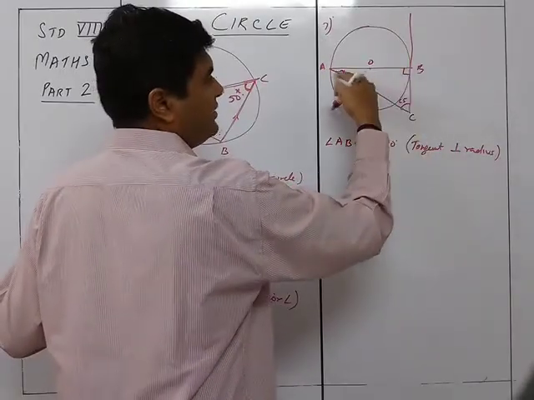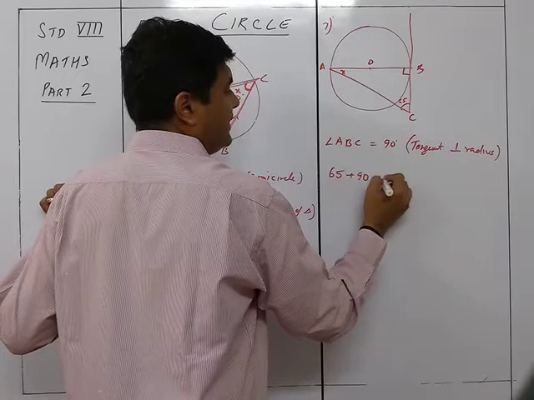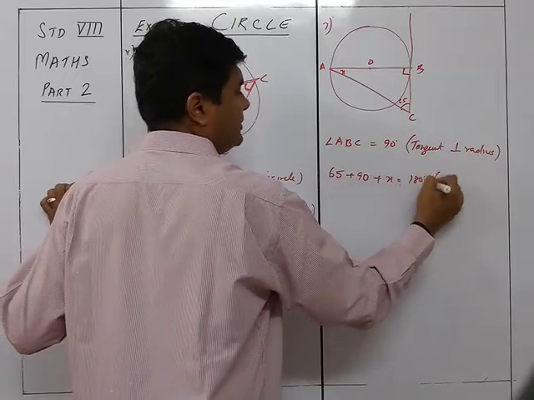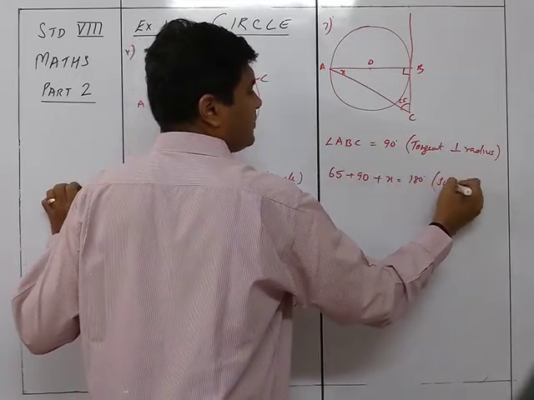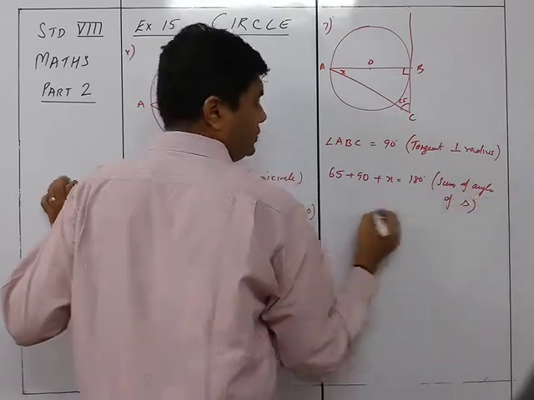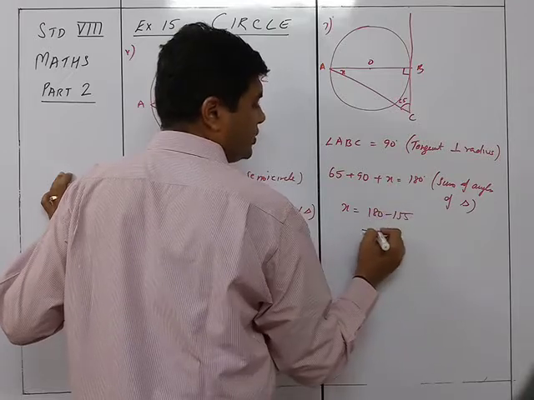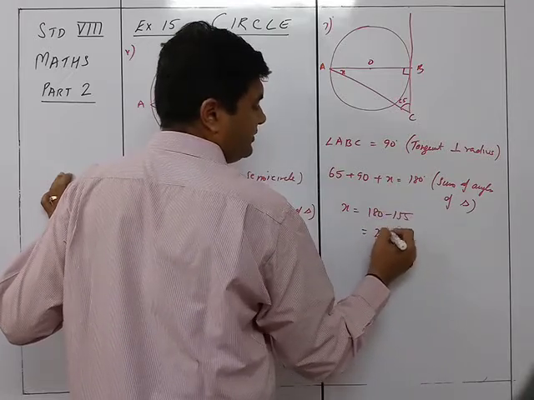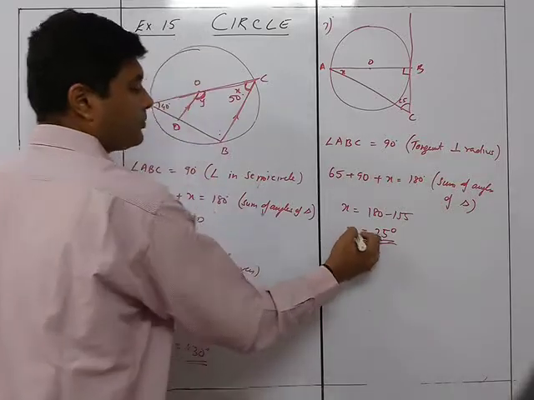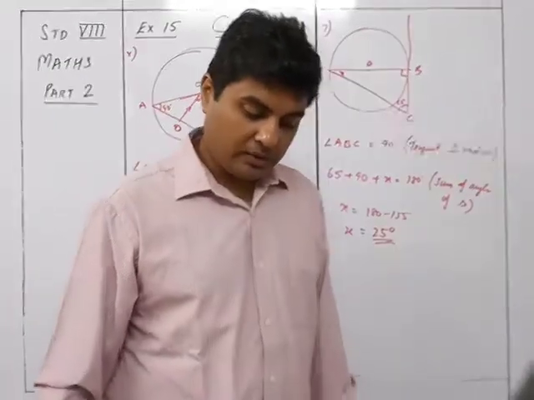This is 65, this is 90. So what will be x? So it will be 65 plus 90 plus x is equal to 180 degrees, sum of angles of triangle. So accordingly, x is equal to 180 minus 155. So that will be 25 degrees. Very simple sum. Seventh one.